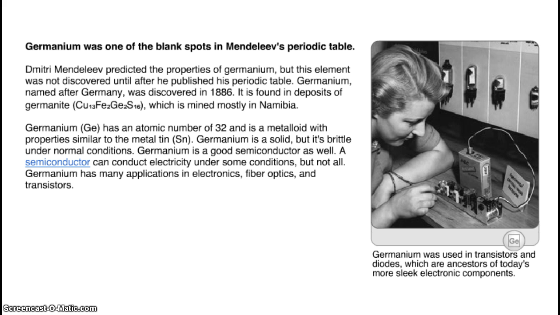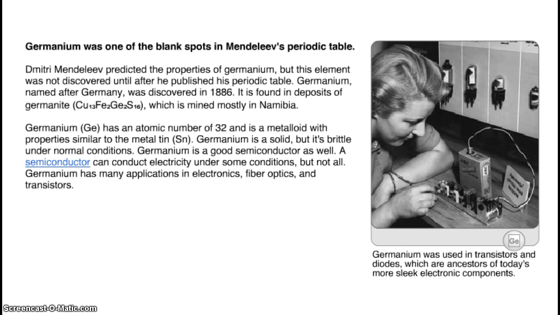Germanium has an atomic number of 32 and is a metalloid with properties similar to the metal tin, Sn. Germanium is a solid, but it's brittle under normal conditions. Germanium is a good semiconductor as well. A semiconductor can conduct electricity under some conditions, but not all. Germanium has many applications in electronics, fiber optics, and transistors.